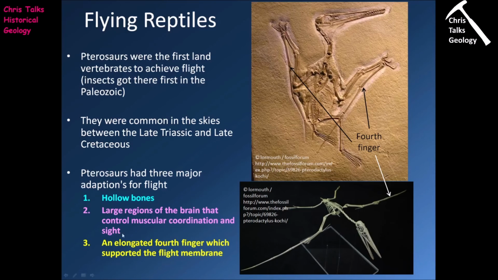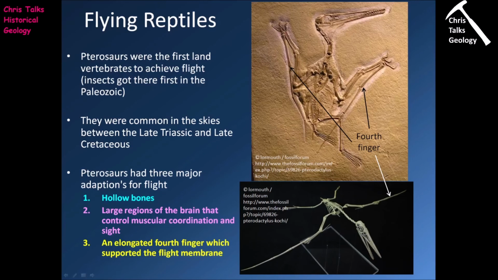We also see, when we scan the skulls, that their brains appear to have had large regions which would have probably been there to coordinate muscle control and sight. And of course, this is very important. If you're a flying reptile actively hunting, obviously you need very good muscle coordination so you can get yourself into the correct position to catch whatever prey you're going after. And obviously you need very good sight to be able to see the prey in the first place.